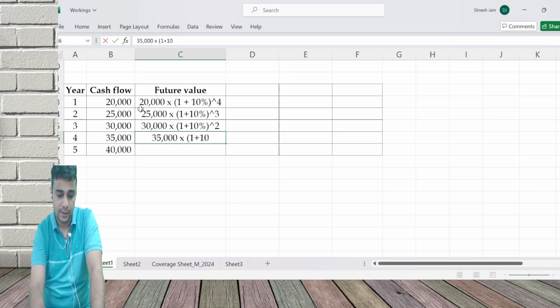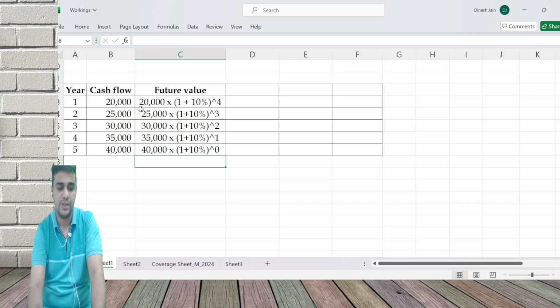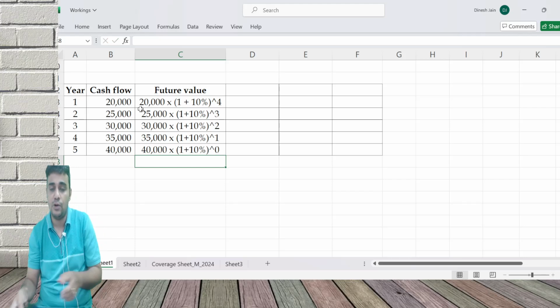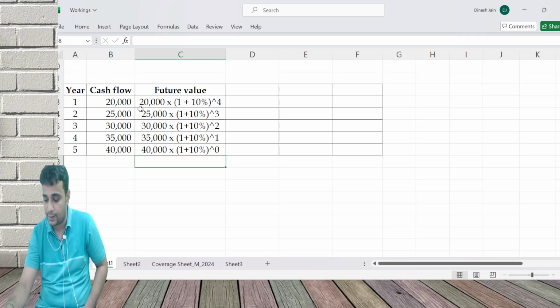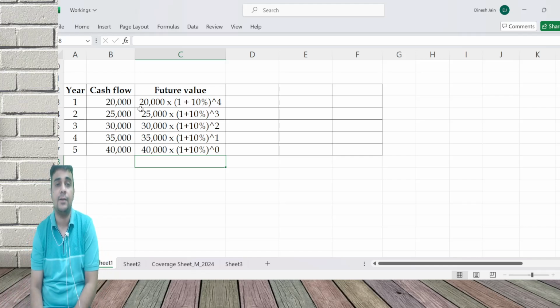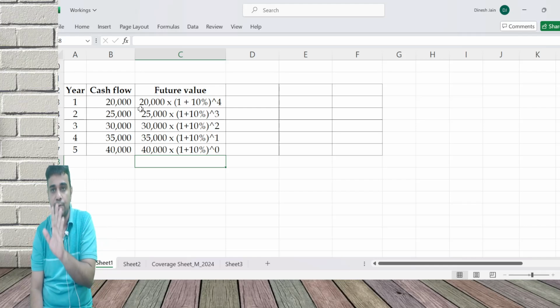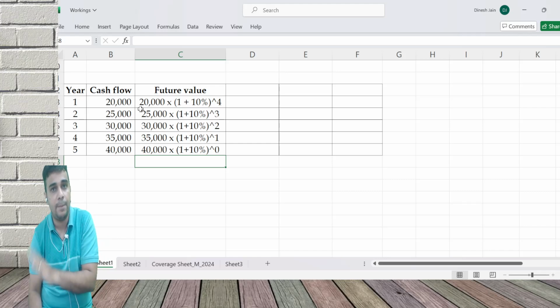1 plus 10% power 1, and technically it is the same number, but mathematically I can say power 0. Power 0 means it's into 1. So 20,000 plus 4-year factor, then 3-year factor, then 2-year factor, then 1-year factor, and year 0 factor. This is what the numbers are. I'll give you time to write, be in listen mode for some time. Power 4, power 3, power 2, power 1, and power 0.